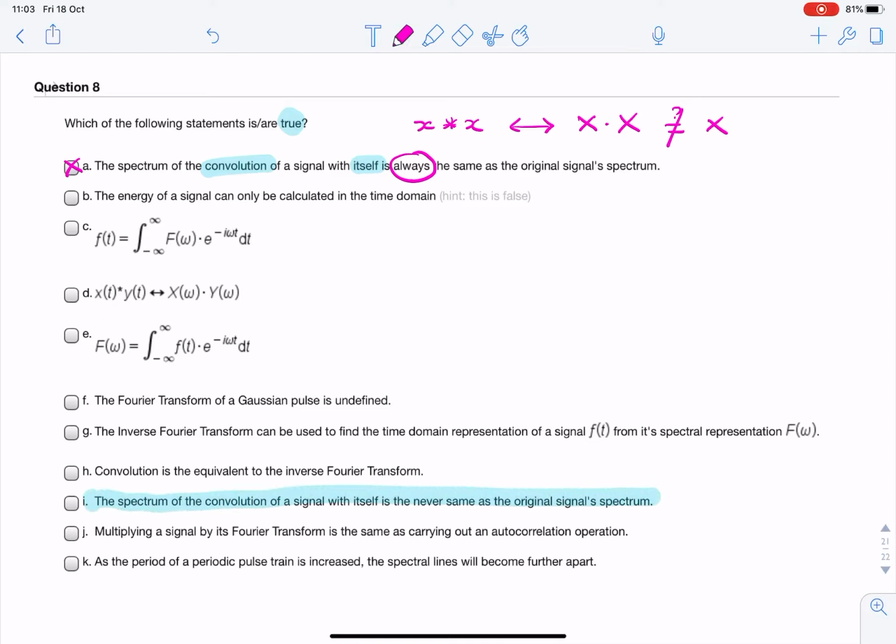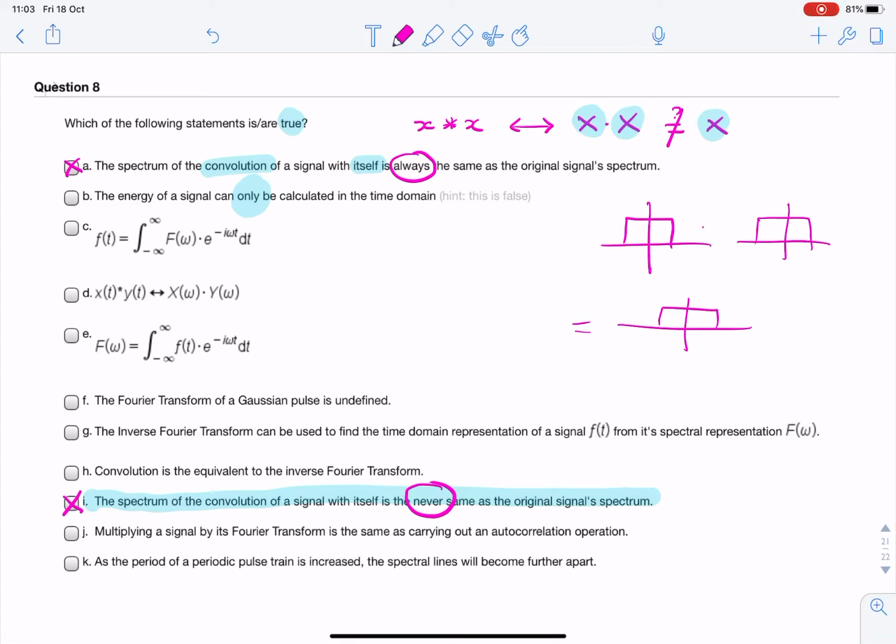And if you look down to option I, we have a very similar statement there. But this time it says it's never the same. Well, is that ever the case? Well, there must be cases when, yes, if you take a spectrum and you multiply it by itself, you get the same spectrum. So for example, if your spectrum looked something like that, then if you multiplied it by itself, then yes, the result could be the same. So always not correct, never not correct. So both I and A are excluded.